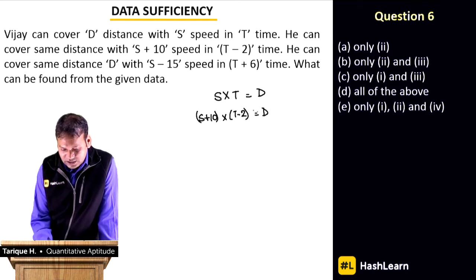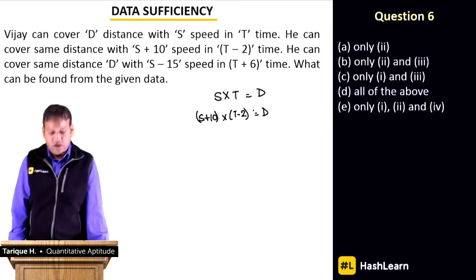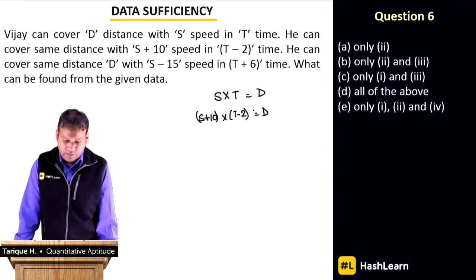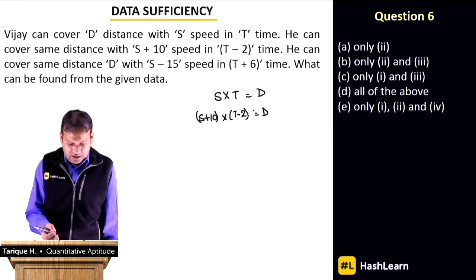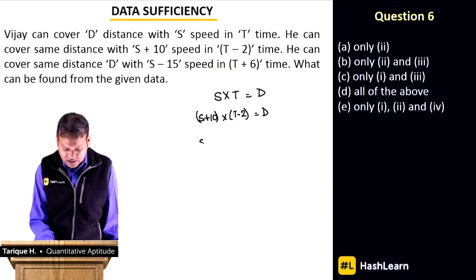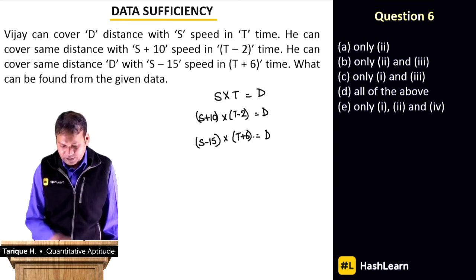The distance is not changing, so S plus 10 into T minus 2 is equal to D. Now he can cover the same distance D with S minus 15 speed, so when speed is S minus 15, time is T plus 6, and the distance is the same.